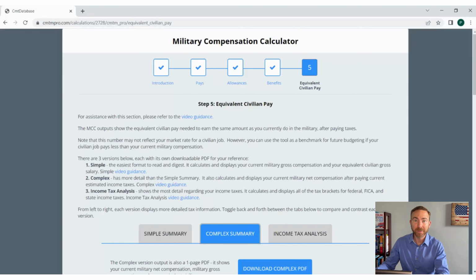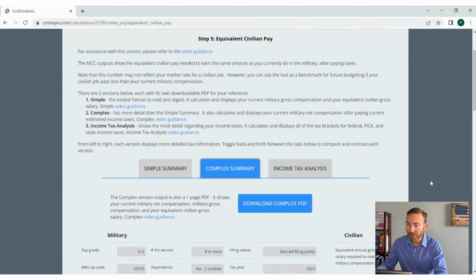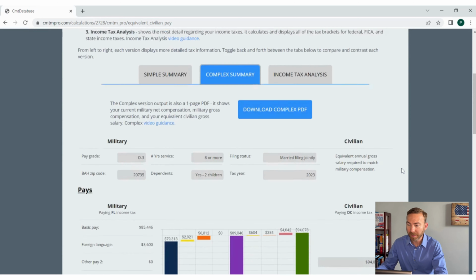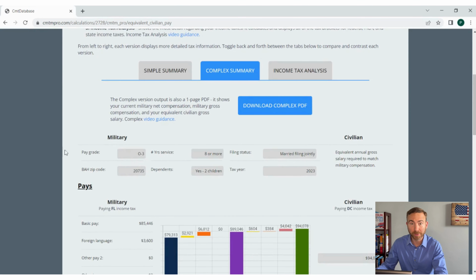Welcome to step 5 of the MCC, the complex tab. The complex tab builds on the simple summary in complexity. So if you haven't already watched the simple summary video, I highly recommend you do so first to get a basic understanding. On the complex tab, we're first going to verify our information is the same up at the top. Same information as before, our input parameters.